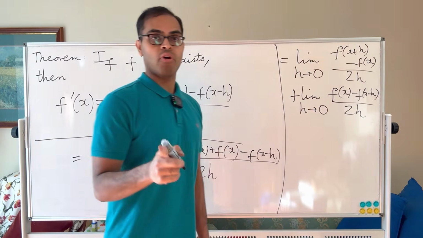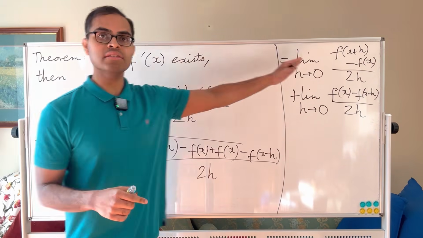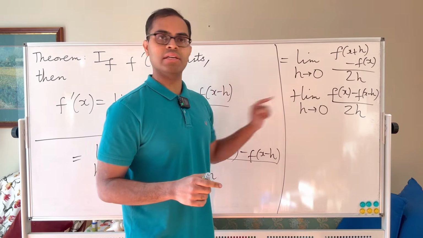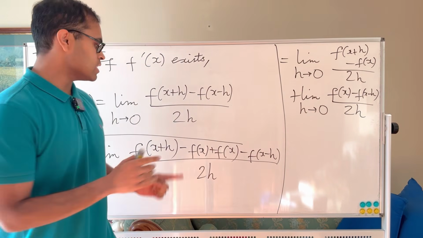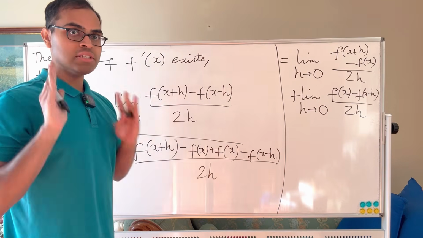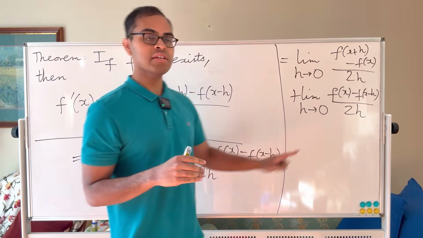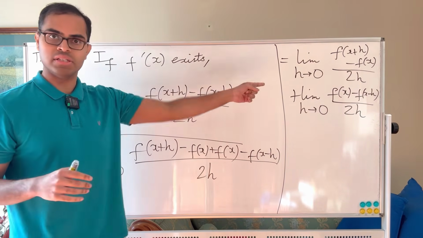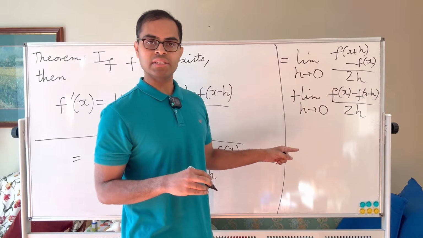Now here's a crucial point. I actually cannot do this unless I know that both these limits exist. That's the only time I can say I can split it up. So we still have to prove that both these exist, and then it's valid to say this is equal to that. But why do both of these limits exist?